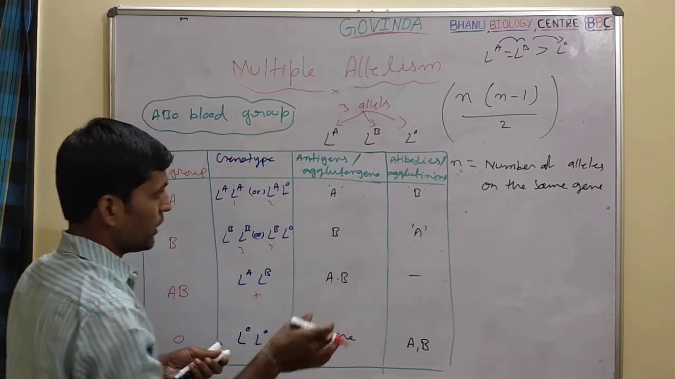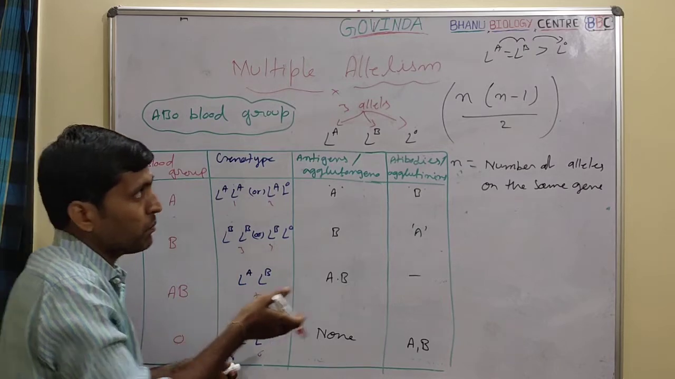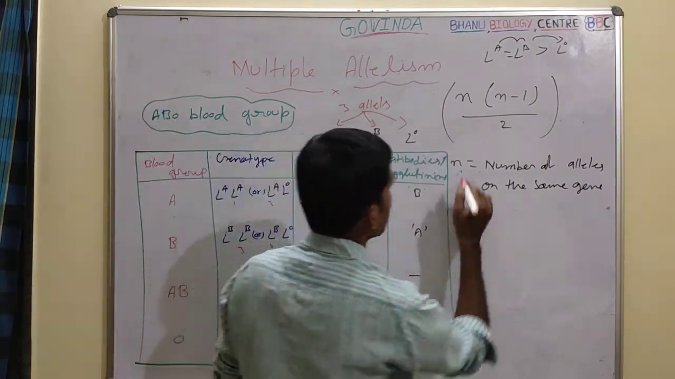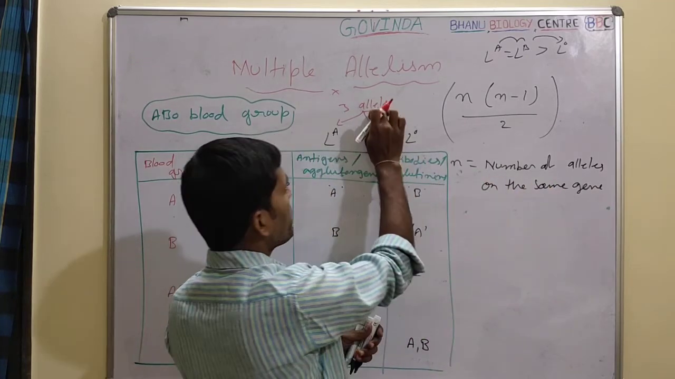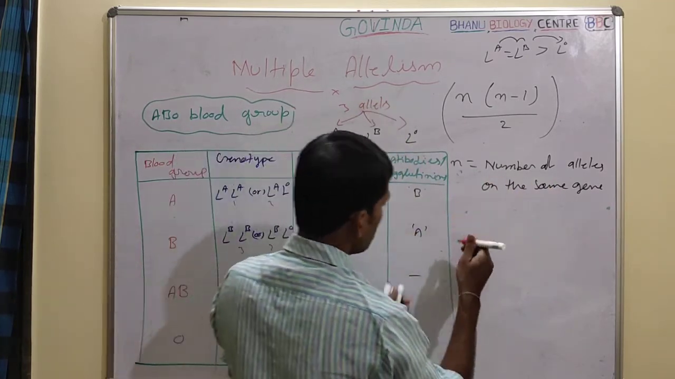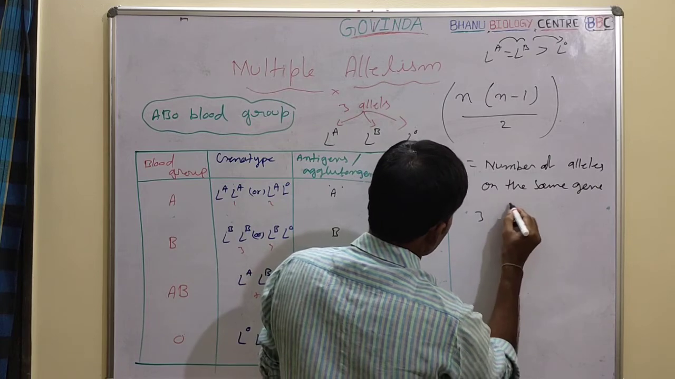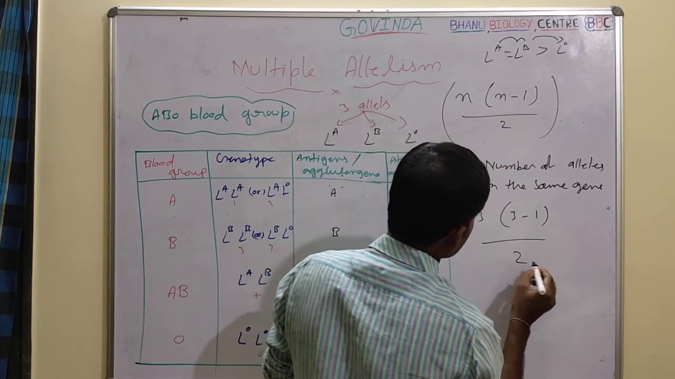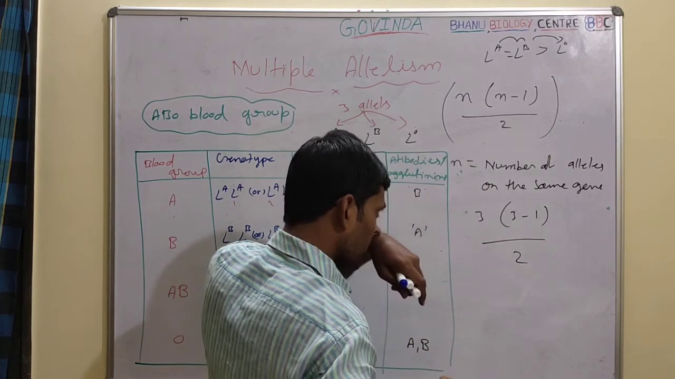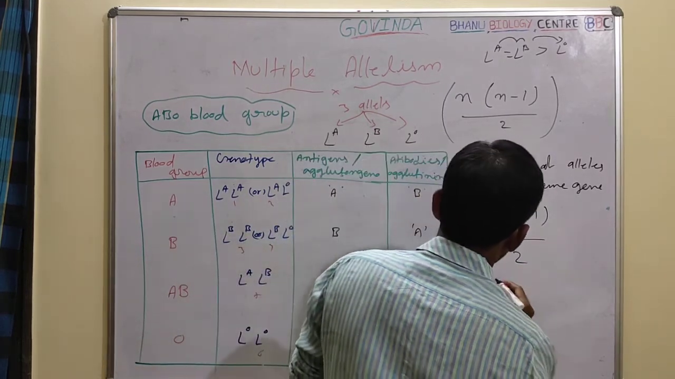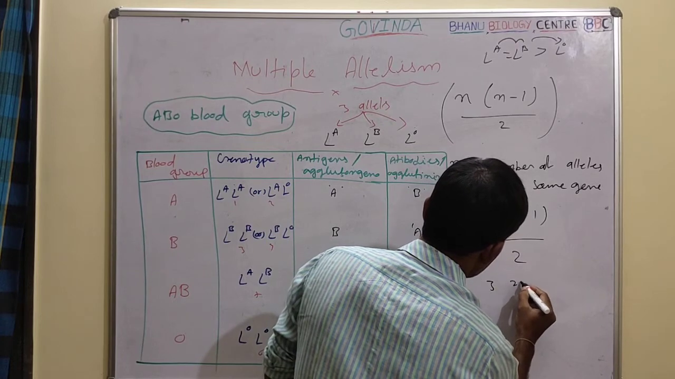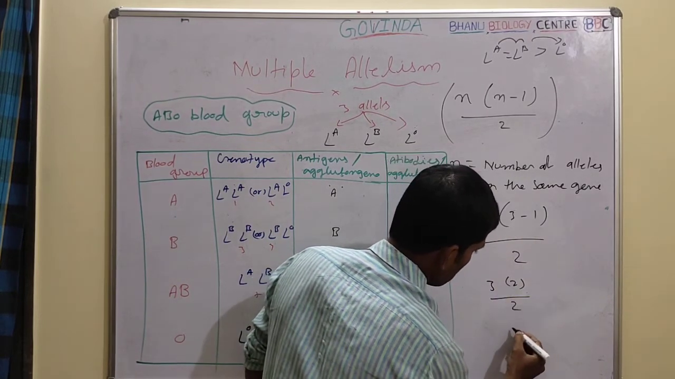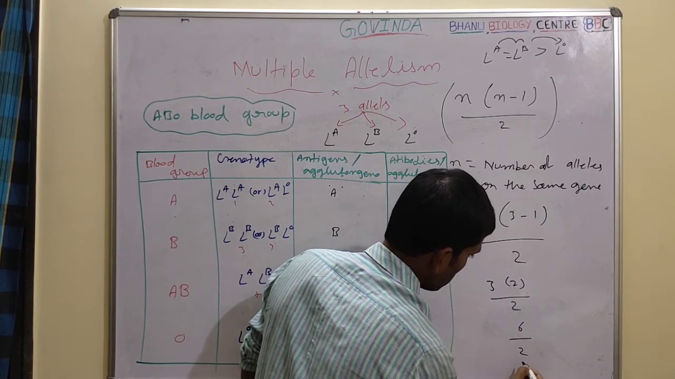How do we get the same number with the help of a mathematical expression? n is equal to the number of alleles. How many alleles are responsible for ABO blood group? 3 alleles. Then n again, 3 minus 1. 3 minus 1 is 2, divided by 2. 3 into 2 is 6, divided by 2.